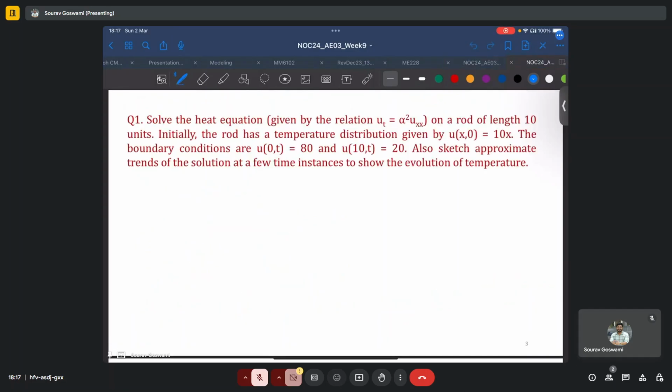Now, with that clear, let us move on to the next question. We are asked to solve the heat equation, which is also given to us, which is simply u_t equals alpha square u_xx, or dou u dou t is equal to alpha square dou two u dou x two. So this is the heat conduction equation in one dimension only along the x direction.